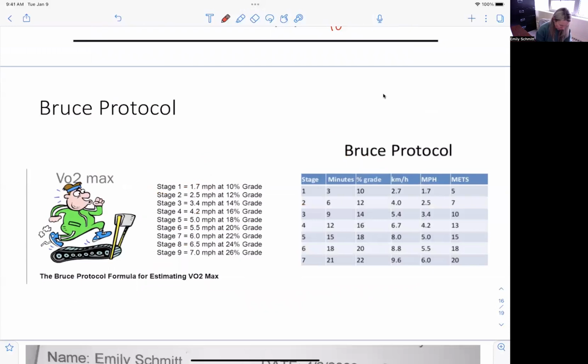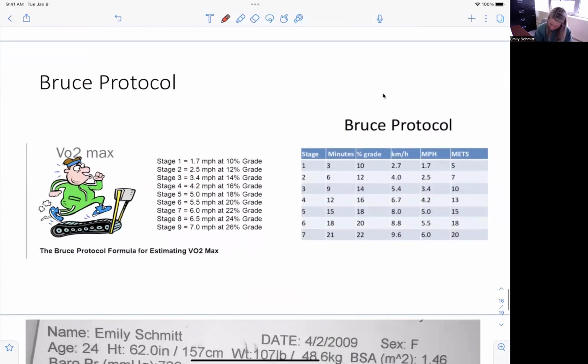So the Bruce protocol is very common, and it's sort of the standard protocol that we use for estimating VO2 max. And I'm not going to go through this, but again, if you're in lab, you'll see this a little bit in more detail, but I wanted to at least mention it.